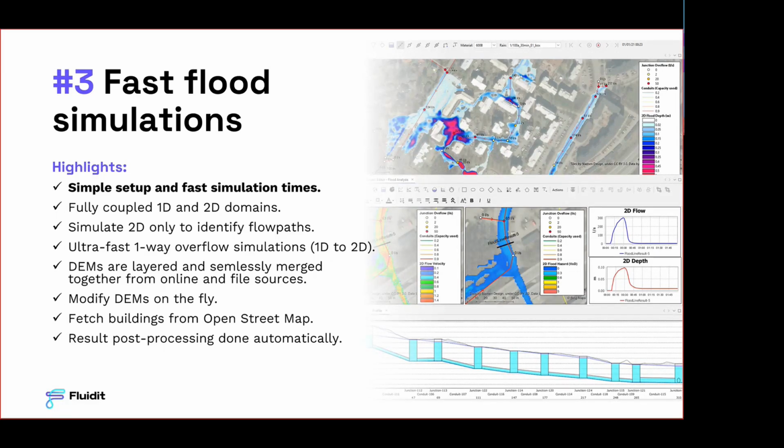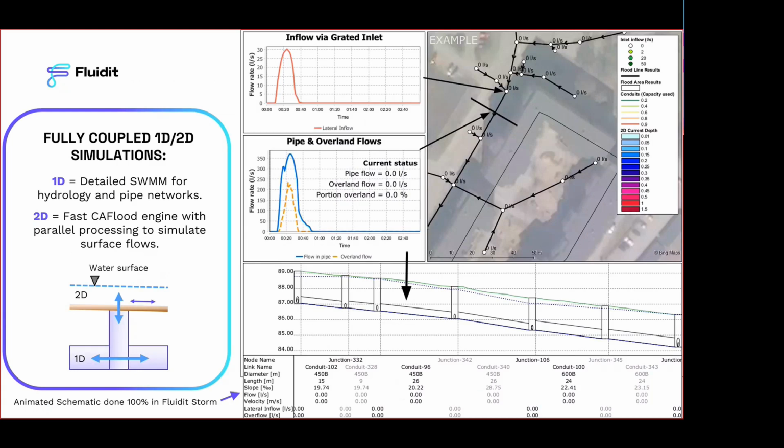Okay, let's look at an example here. So what is a fully coupled 1D, 2D simulation? On the left, let's quickly explain. So we got the 1D domain underground, the pipe network, and then we got a 2D domain above ground.